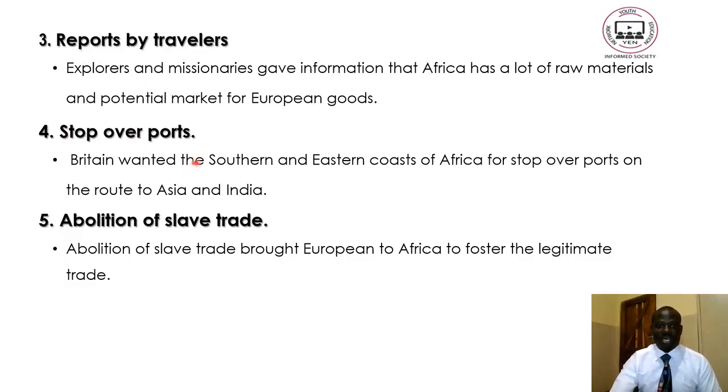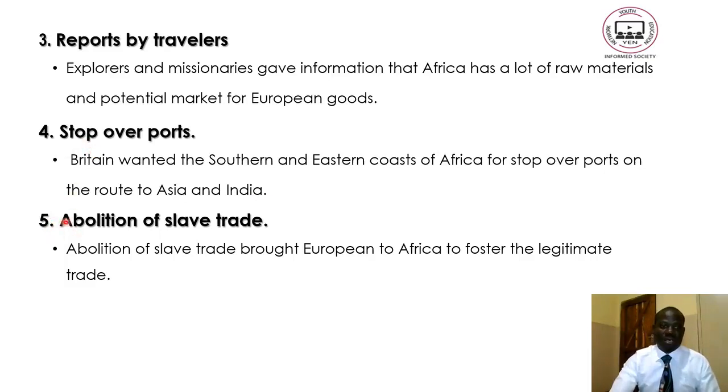And also stopover ports. Britain wanted the southern and eastern coast of Africa for stopover ports on the route to Asia and India. So we see that Britain also wanted to have stopover harbors or ports as they proceeded to Asia. So they wanted to have those places as theirs as well.